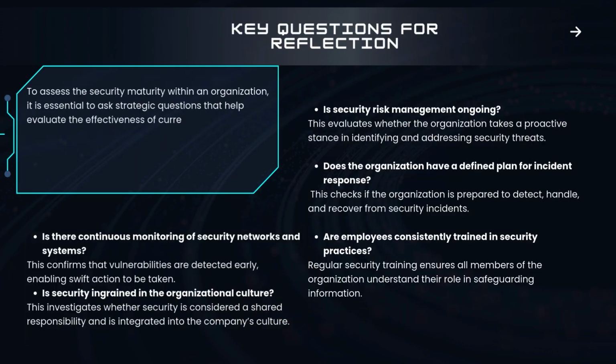Key questions for reflection. To assess the security maturity within an organization, it is essential to ask strategic questions that help evaluate the effectiveness of current security measures and identify areas for improvement. Some key questions to consider include: is security risk management ongoing? Does the organization have a defined plan for incident response?